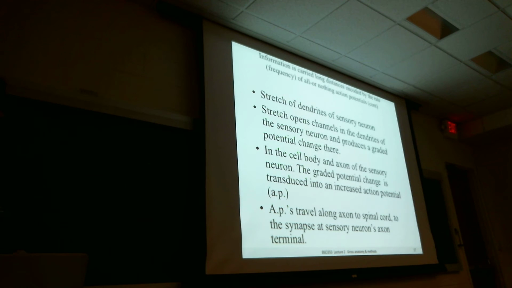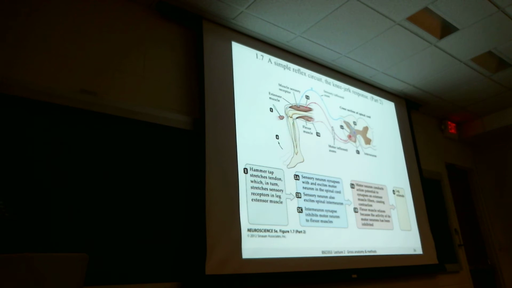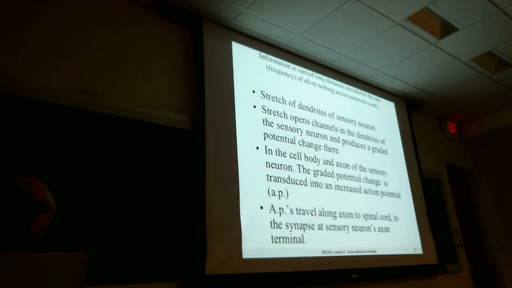So this is basically what I just said. The sensory receptor receives a graded input and then sends an action potential. That action potential releases neurotransmitter, causing a graded input to the motor neuron, which then transforms it into an action potential, which then provides neurotransmitter to the muscle, which causes the muscle to contract. So this is all that in words.